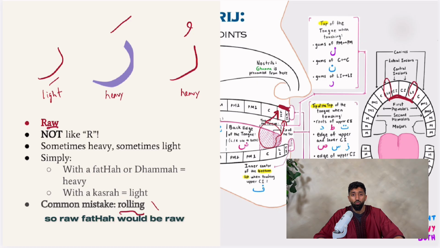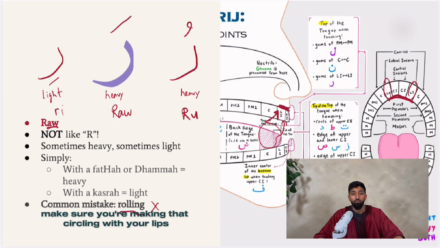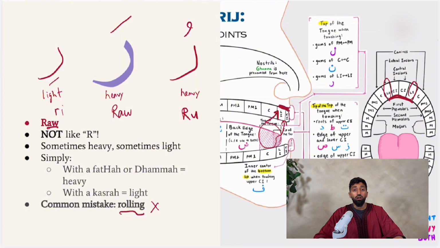So Ra Fatha would be Ra, Ra Kasra, Ri, making sure you smile because it's light. Ri, also a very tough one for people to pronounce. And Ra Dhamma, Ru. Make sure you're making that circling with your lips. Ru, not ru. Ru will be incorrect, but ru.